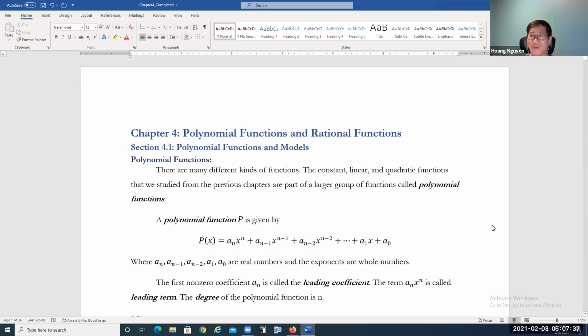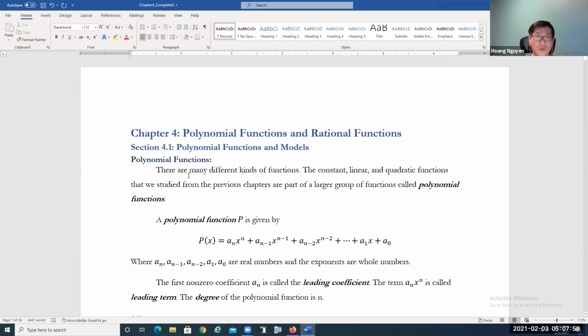We're gonna take a look at chapter 4 for today. The first section on chapter 4 that we're gonna talk about is polynomial functions and models. So section 4.1, we're gonna talk about polynomial functions and models. So let's take a look at the definition. What is a polynomial function?